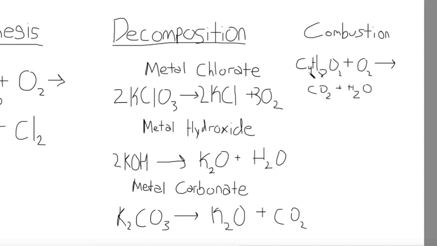Alright, so we've got 4 carbon on this side, so we're going to have to add 4 over here. So now we have 4 carbon, right? So we have 8 hydrogen on this side, and we only have 2. So we're going to have to put a 4 over here. We have 4 oxygen on this side, and we have 12 oxygen on this side. That means we're going to have to make this a 5 for that to equal 12.